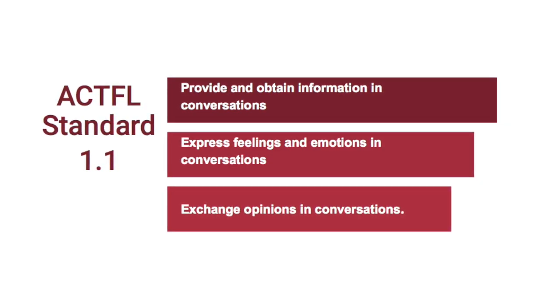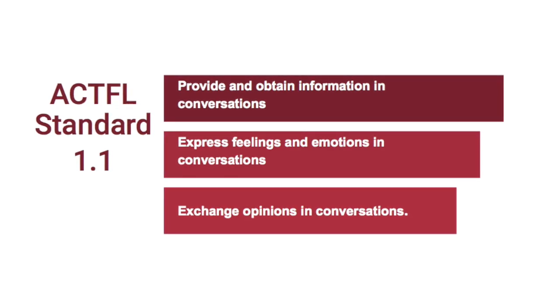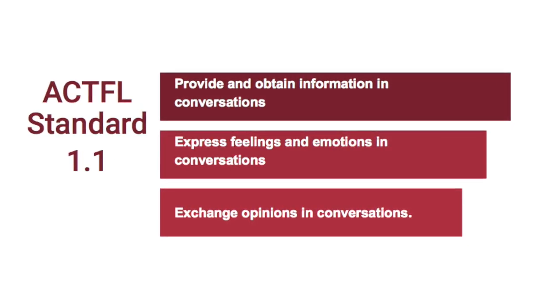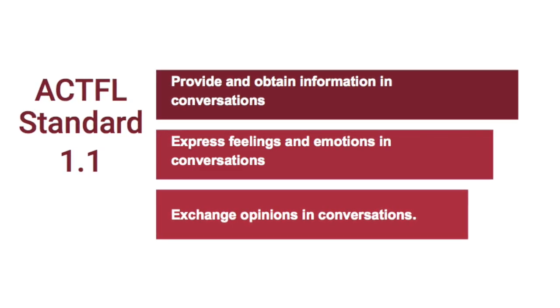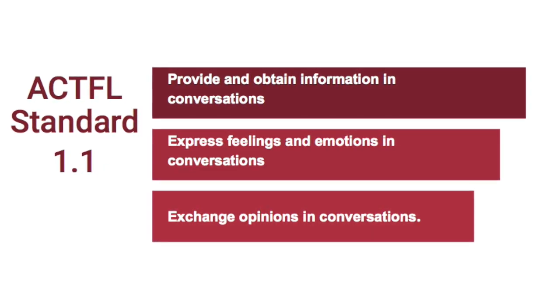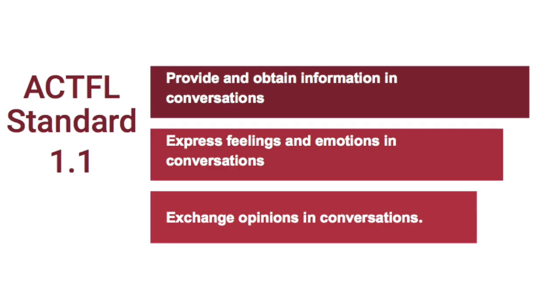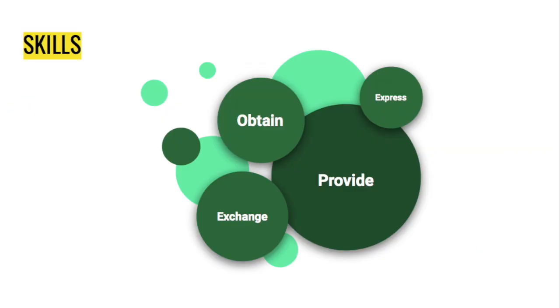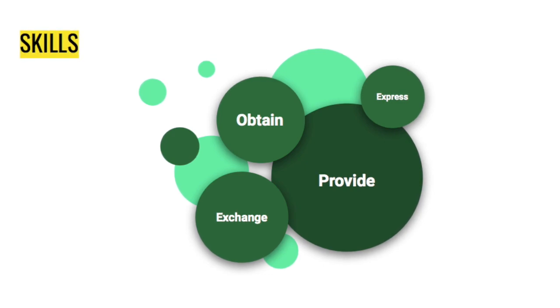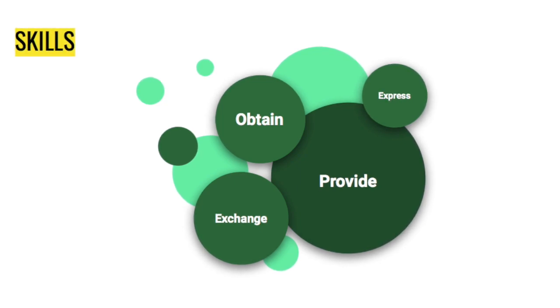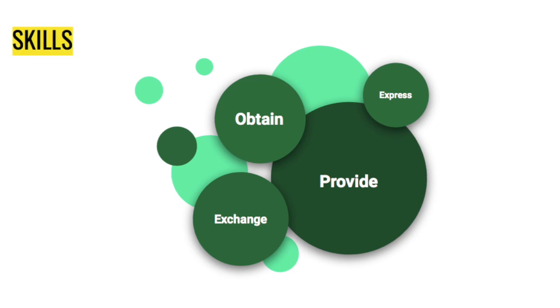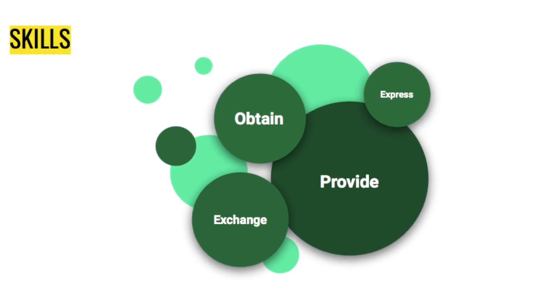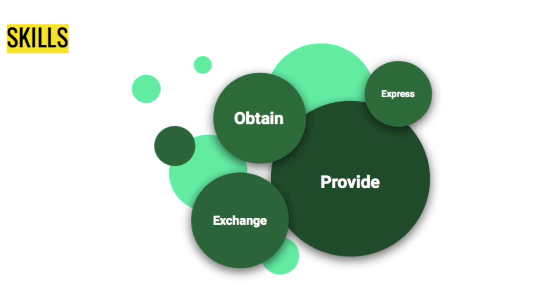This standard can be unpacked into three components. One, provide and obtain information in conversations. Two, express feelings and emotions in conversations. Three, exchange opinions in conversations. The verbs of this standard are provide, obtain, express, and exchange, which correspond to the skills. All these actions are the most common actions in a basic conversation. The core of this standard will be to see if the student is able to engage in a basic conversation in the target language.